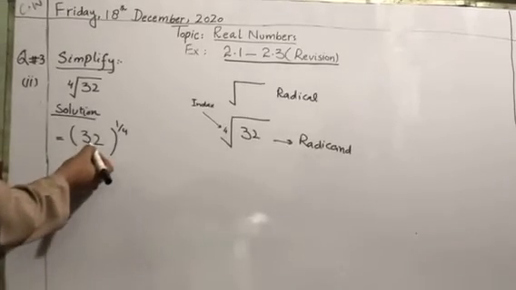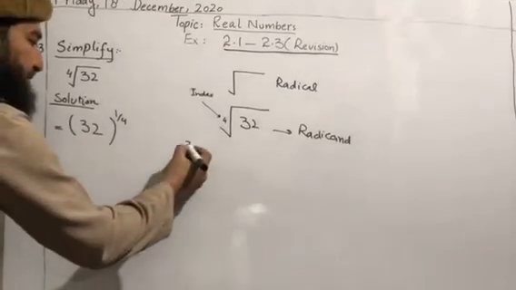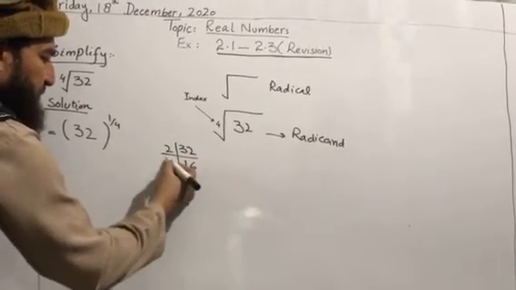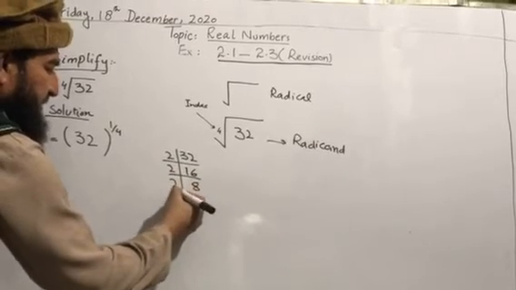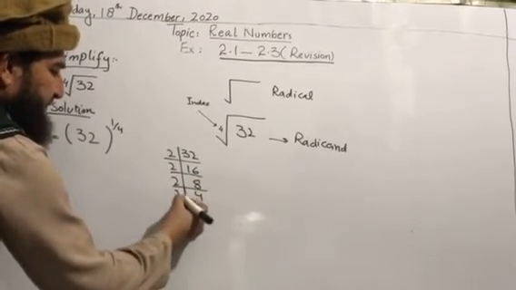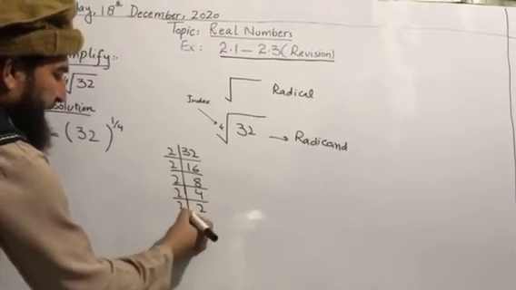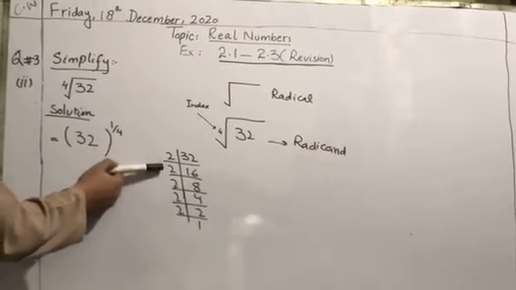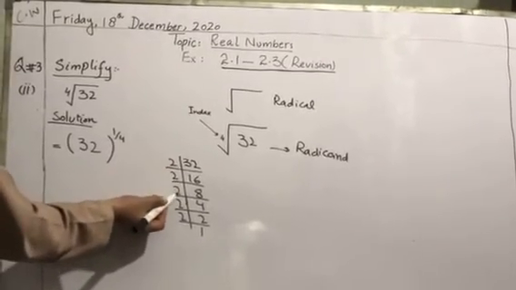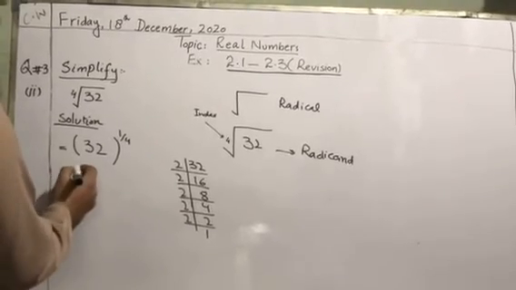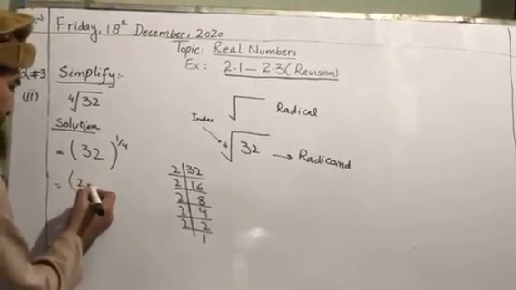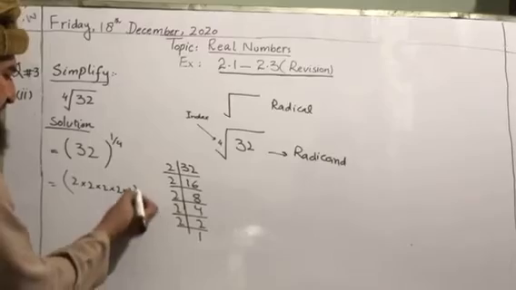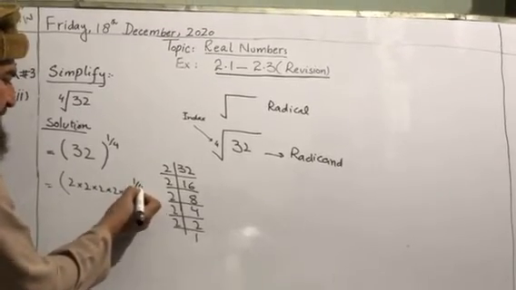So we will first factorize the number 32. 2 16s are 32, 2 8s are 16, 2 4s are 8, 2 2s are 4, and 2 1s are 2. As you know, there are 5 factors of 32, which are 2, 2, 2, 2, and 2. We can write these as 2 multiplied by 2 multiplied by 2 multiplied by 2 multiplied by 2, 5 times, and then write the exponent, which is 1 over 4.